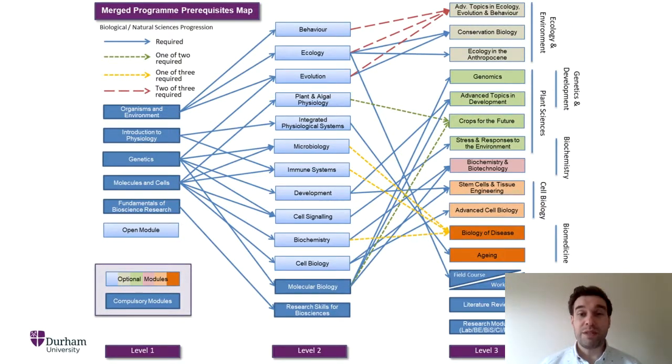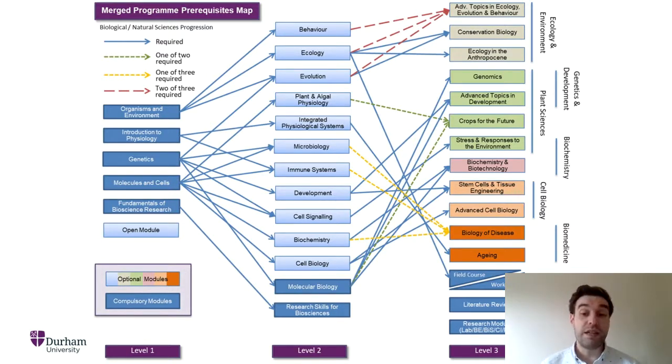This diagram probably looks a little bit complicated. I'm going to go through it bit by bit. The first thing to note is that level 1, 2, 3 simply means years 1, 2 and 3. We just call them levels at Durham. Also, if you're in the 4th year, that's level 4.